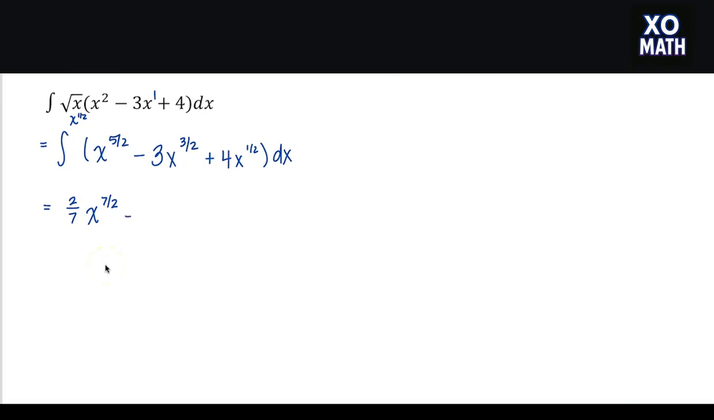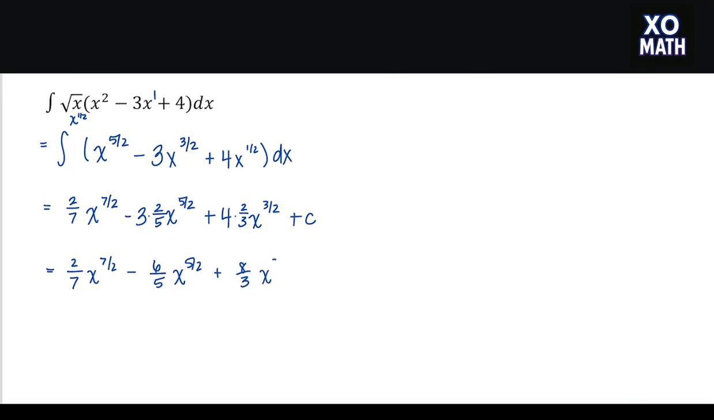And then the second term, I'm going to have negative 3 in the front, that coefficient. I'm going to have x to the 5/2, if I add 1 to 3/2, times 2/5 in the front, times the reciprocal. And then plus 4 times x to the 1/2 will become x to the 3/2 times the reciprocal 2/3 in the front plus c. So now this is the antiderivative, but I'm going to simplify the coefficients here, leaving me with 2/7 x to the 7/2 minus 6/5 x to the 5/2 plus 8/3 x to the 3/2 plus c.